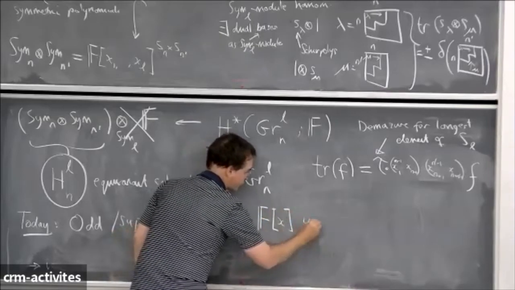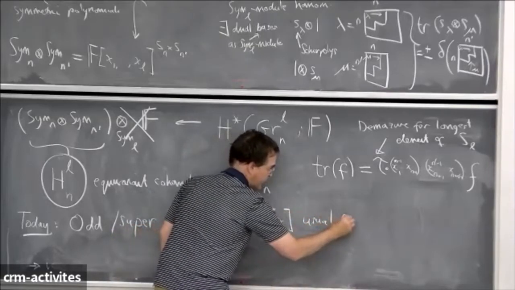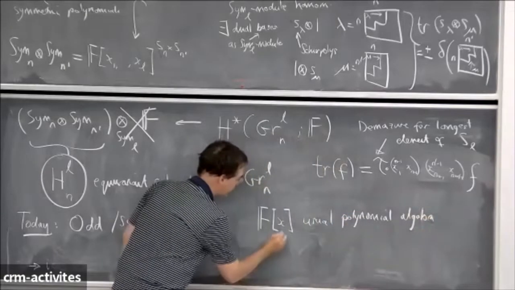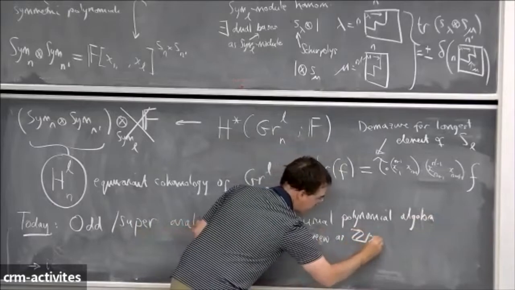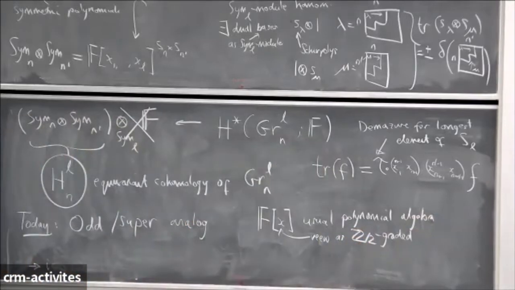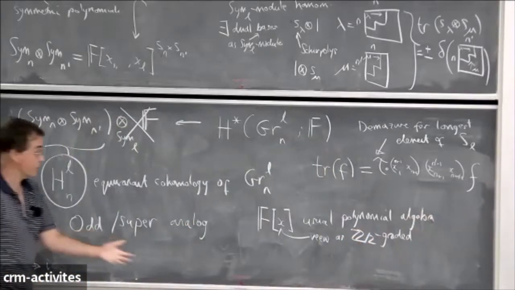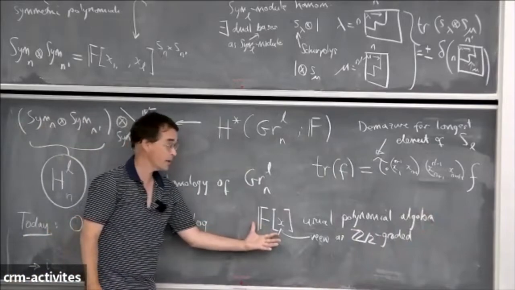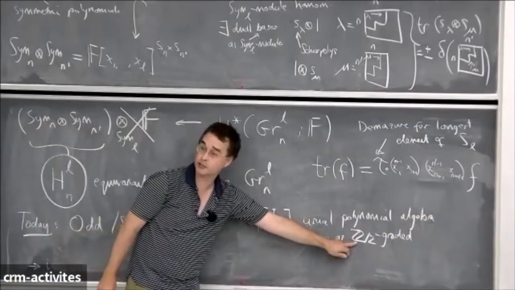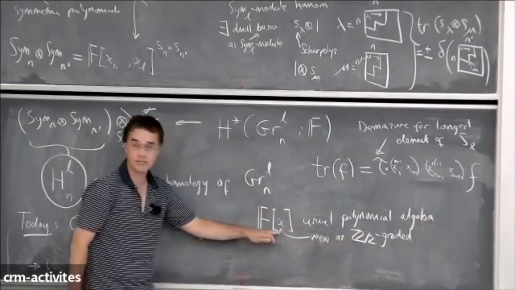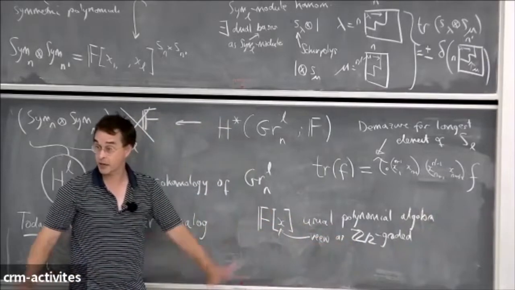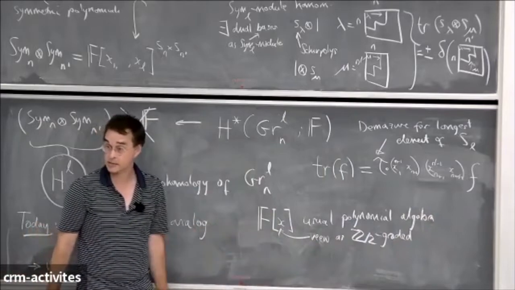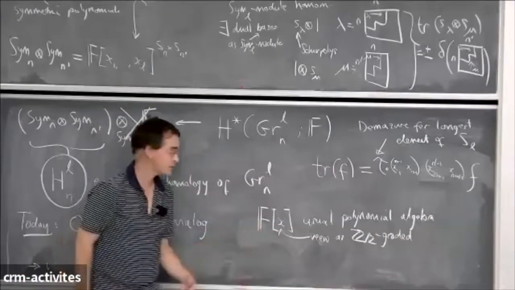So what we're going to do is start off with the usual polynomial algebra, but now I'm going to view it as Z2 graded, where the generator X is an odd variable. I'm taking the usual polynomial algebra, but I'm making it into a superalgebra, a Z2 graded algebra, just by declaring that X is odd. I'm not letting X squared equal 0 or anything like that. It's just ordinary polynomials in X with a Z2 grading, so X is odd.